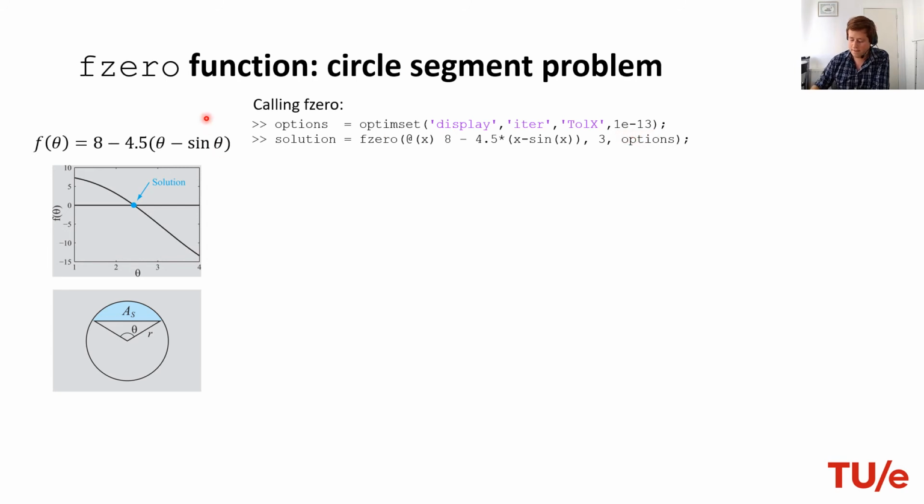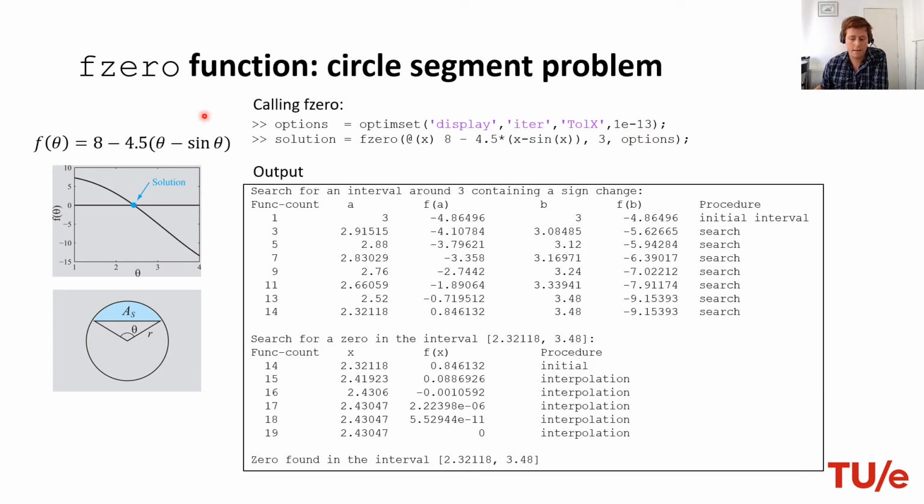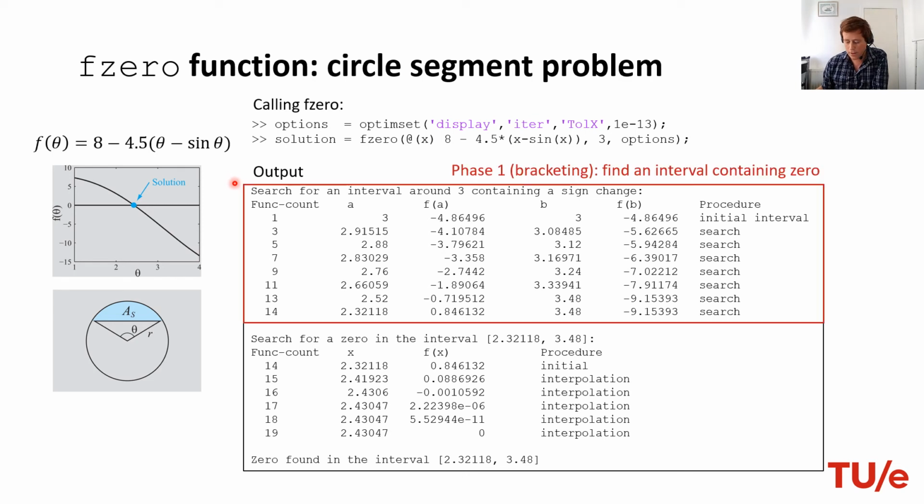If you run this in MATLAB, then the output will look like this. And well, we clearly see that there are two phases here. So first it does a bracketing phase where it tries to find an interval containing 0. So I did not give already in advance such an interval. It tries to find it by itself.